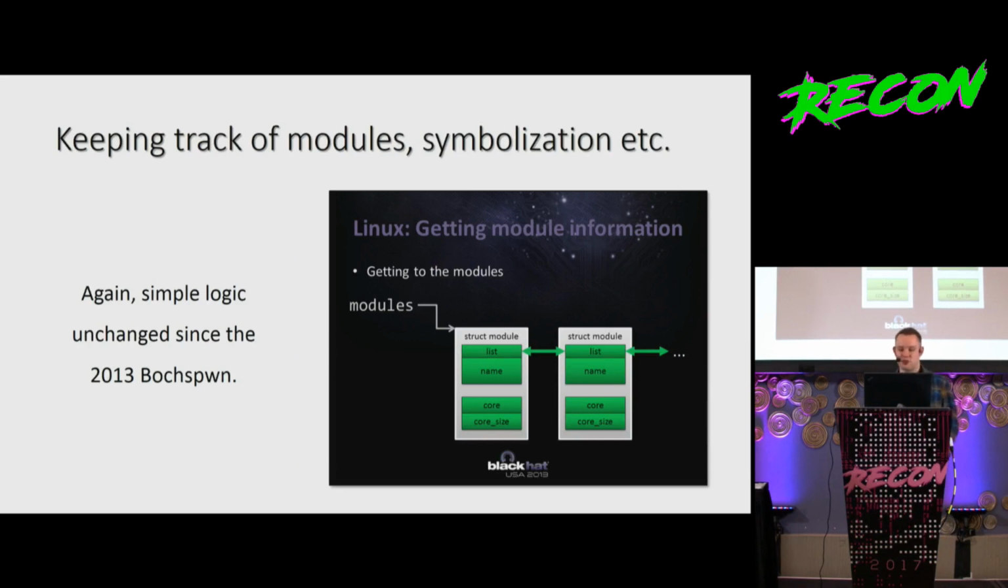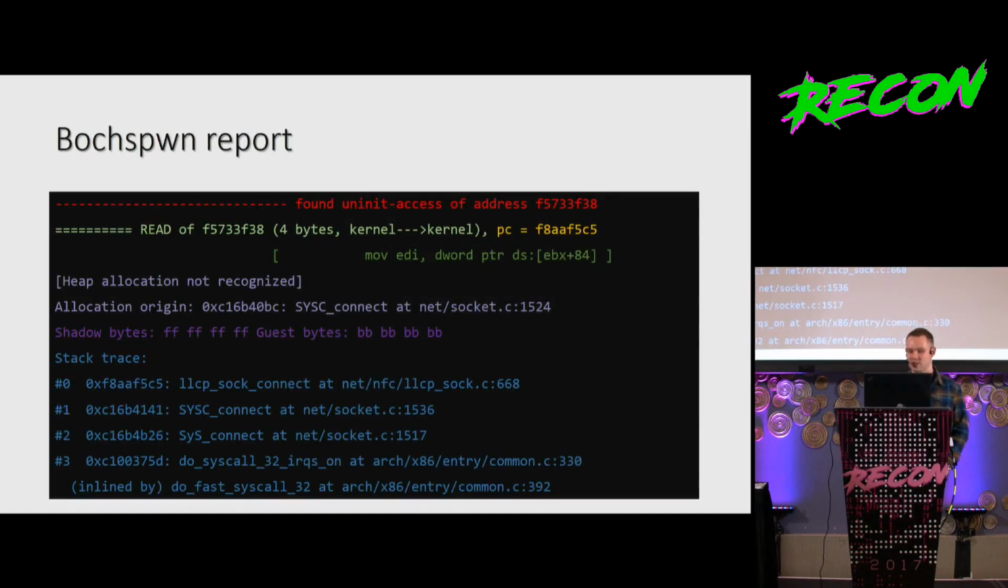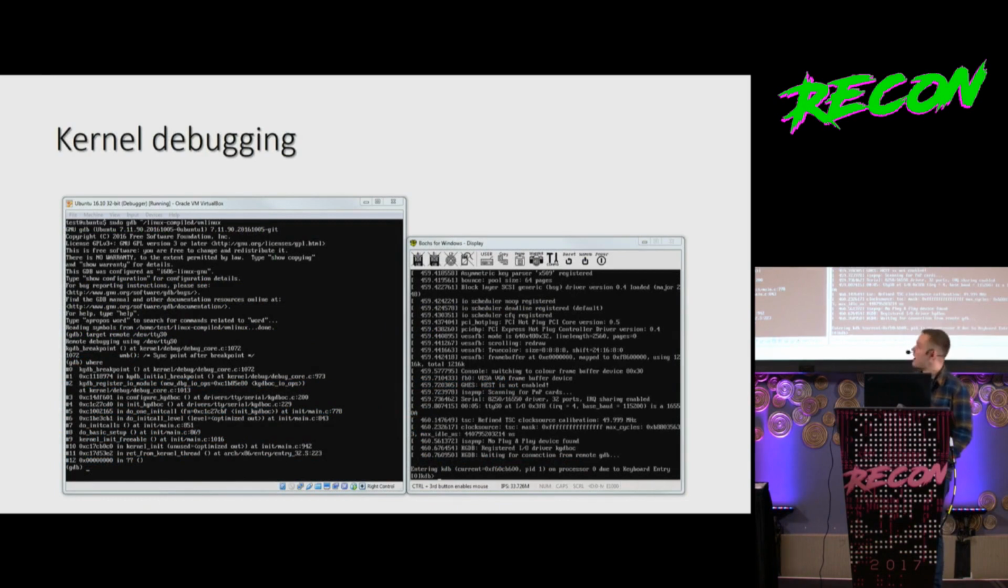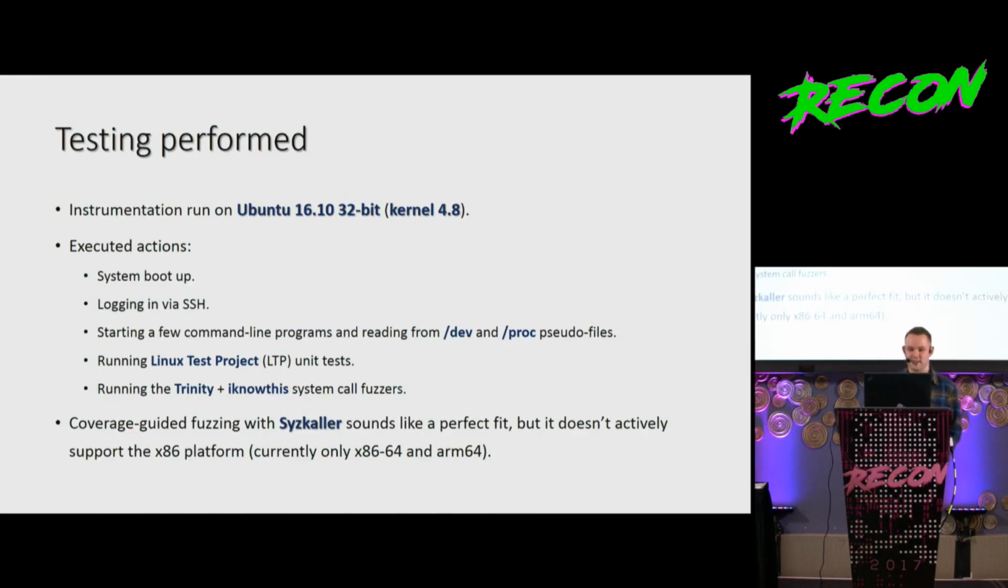Then we have some more stuff that we have to do that is very similar to Bochspwn from 4 years ago, such as keeping track of modules, some symbolization and stuff like that. We have an example report of Bochspwn on Linux, which is also very similar, but we just have Linux symbols and Linux function names. I also used the kernel debugging feature, which was also very convenient for investigating all of the internal system state.